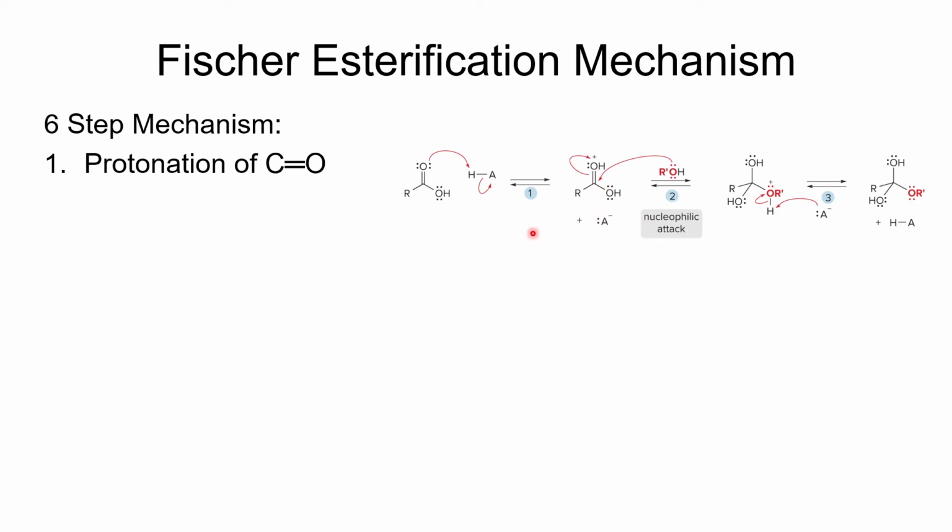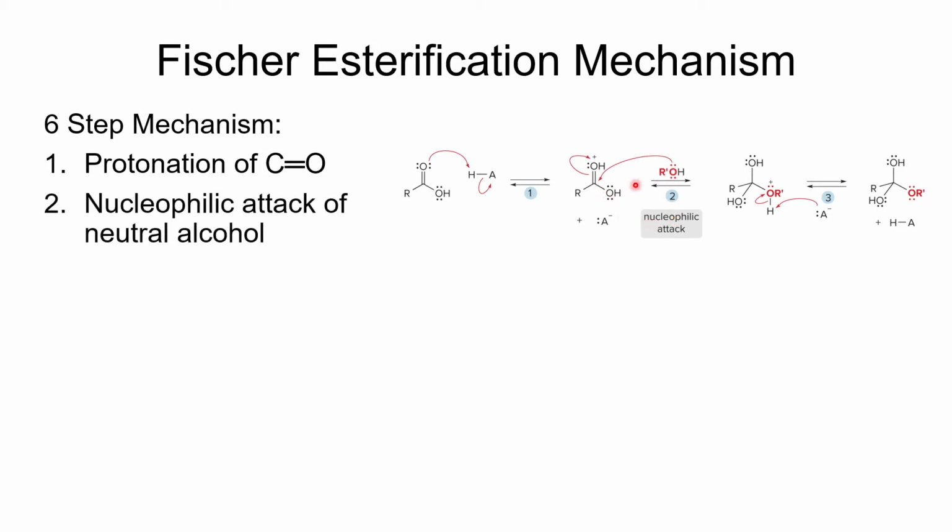That increases the partial positive charge on the carbon. In other words, it makes the carbon more electrophilic. So the whole reason that we protonate it, and that we use an acid catalyst, is that it makes the carbonyl carbon more electrophilic. Then we can have our not so strong nucleophile come in, which is just the alcohol. It reacts with the protonated carboxylic acid to give our tetrahedral intermediate.